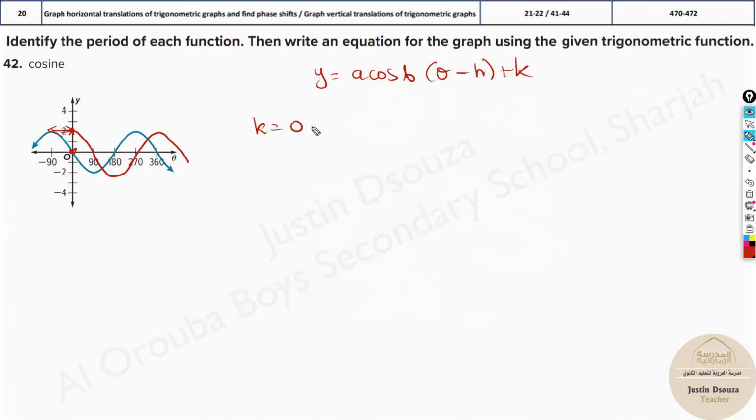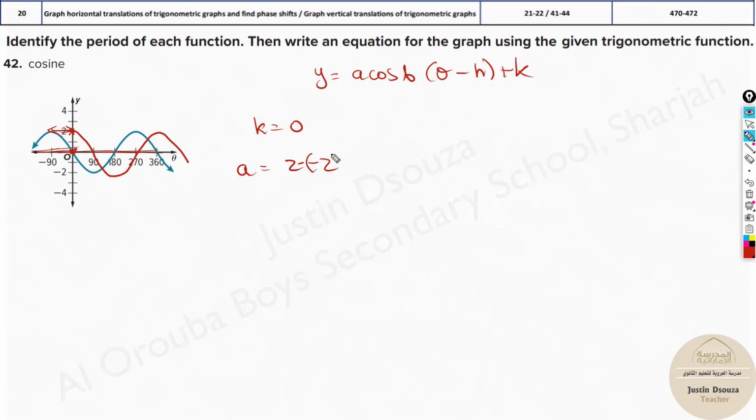Why? Because it starts from the origin. You can just write it is through the origin, right? The graph. So there is no midline. I mean, it's 0. There is no plus. And then the amplitude A is maximum, it's 2, over here minimum is again minus 2.